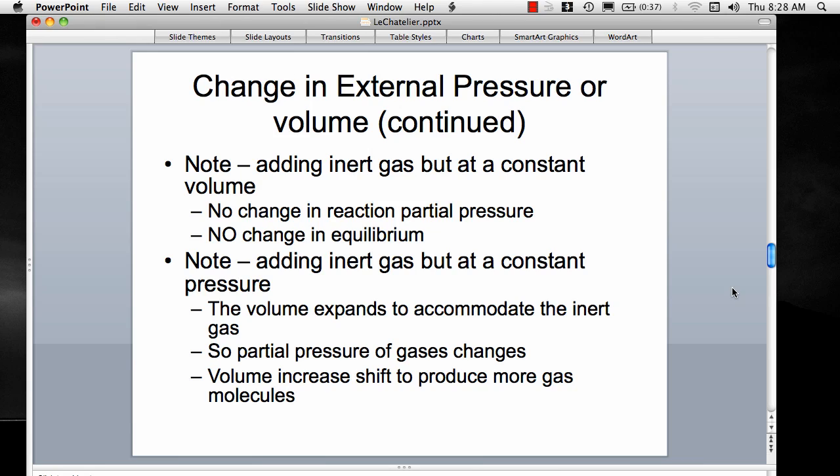Now think of a balloon. If you had a reaction happening in a balloon that could expand or decrease, if you added an inert gas, if you add any kind of gas to a balloon, the balloon's going to get bigger. The reaction still doesn't recognize the inert gas, but what it recognizes is a change in volume. So that reaction in equilibrium, all it sees is the volume get bigger. It got bigger because of the inert gas, but it doesn't care. It sees the volume get bigger, so it's going to shift to create more gas molecules.